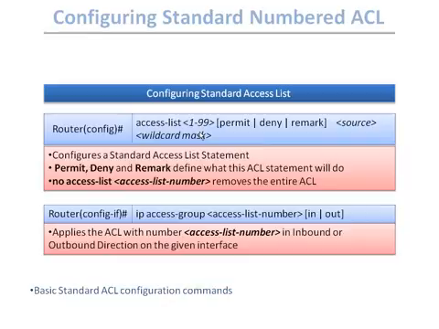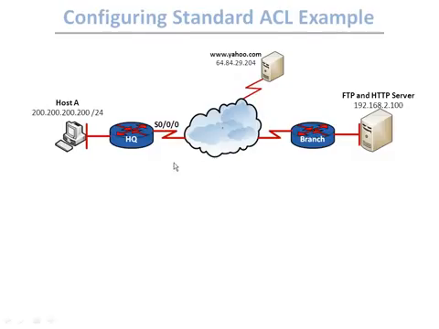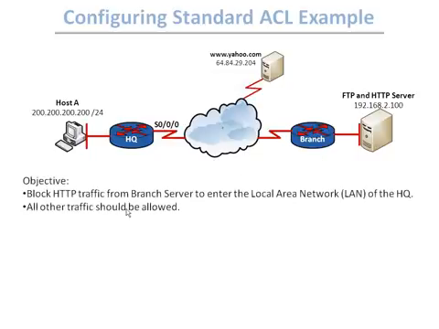So let's see how we can create a numbered access list to solve some problem. Imagine now we have yahoo.com and the HTTP and FTP server from some other location. Both of those destinations, or both of those sources, can send packets to our internal network. Well, we don't want that. Imagine we want to block HTTP traffic that is coming from the branch server to the local area network in the headquarters, but we don't want to block anything else. So how can we achieve that? Well, we can use a standard access list to do this.